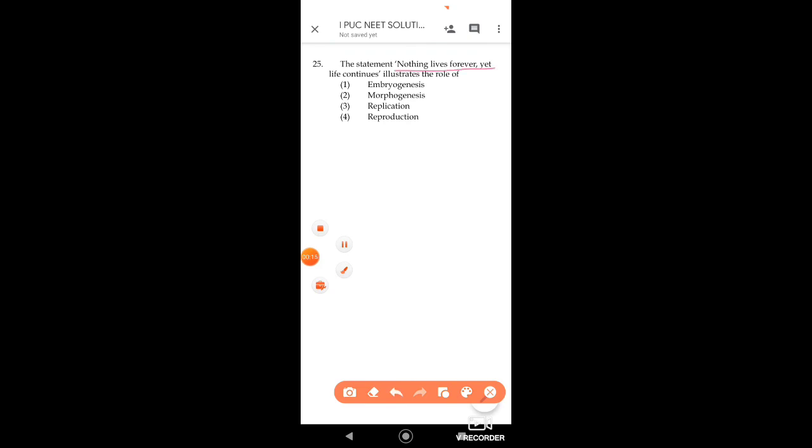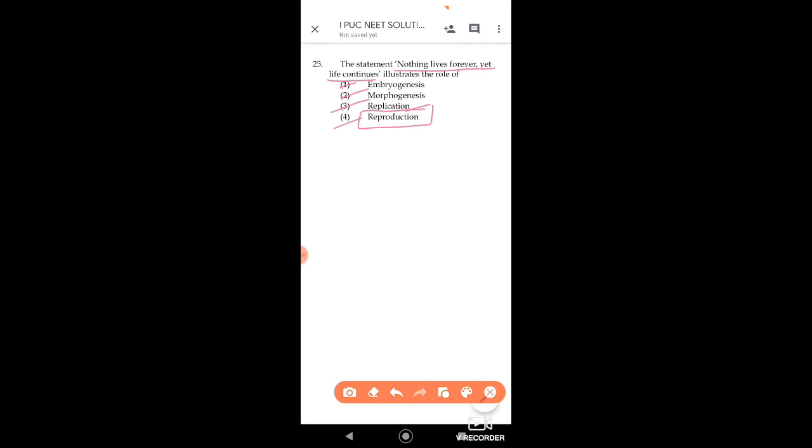The statement, nothing lives forever yet life continues, illustrates the role of, 4 options have been given. So let us understand the statement first. Nothing lives forever, yet life continues. So this is described by which of the given processes? We have embryogenesis, morphogenesis, replication and reproduction as the 4 options. So without doubt we can go for reproduction.